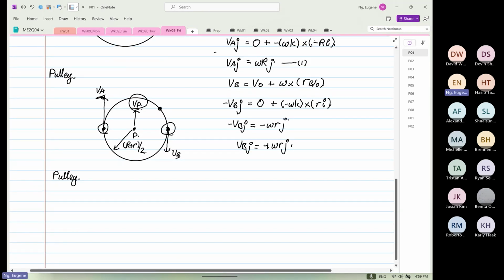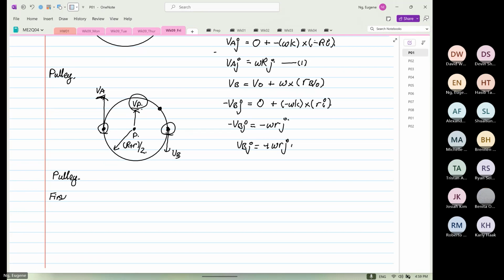So from the pulley, we get point A or point B, either one. Okay. So I think it's good to relate point A relative to point B. So I'm going to write down, important first, to relate point A to point B.